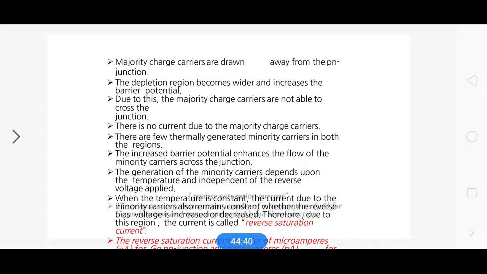And the reverse saturation current is of the order of microamps or the order of nanoamps. It is very, very less. Why? Because it is due to minority charge carriers in the reverse bias.